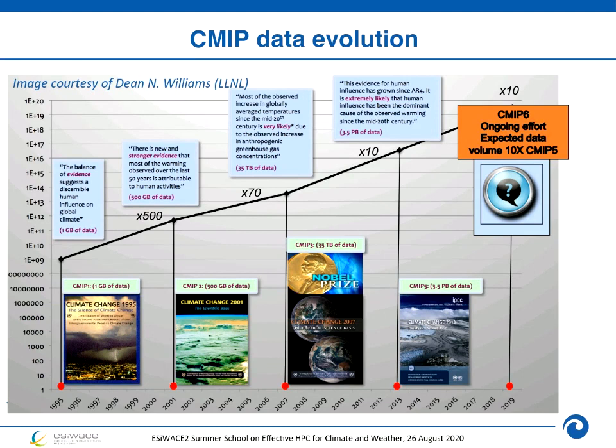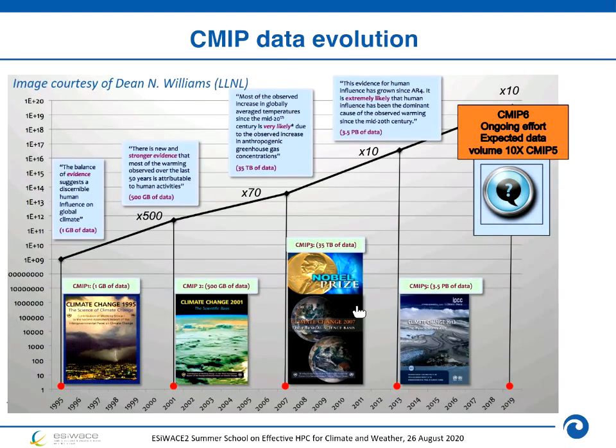Here we can see an example of the evolution of data science in the field of climate data. This picture from Dean Williams provides a perspective of data increase across the various stages of the Climate Model Intercomparison Project, which is a collaborative framework to which the main climate research centers worldwide contribute in order to better understand climate change. Here we can see that through the various phases, there has been a steady increase in the data size.